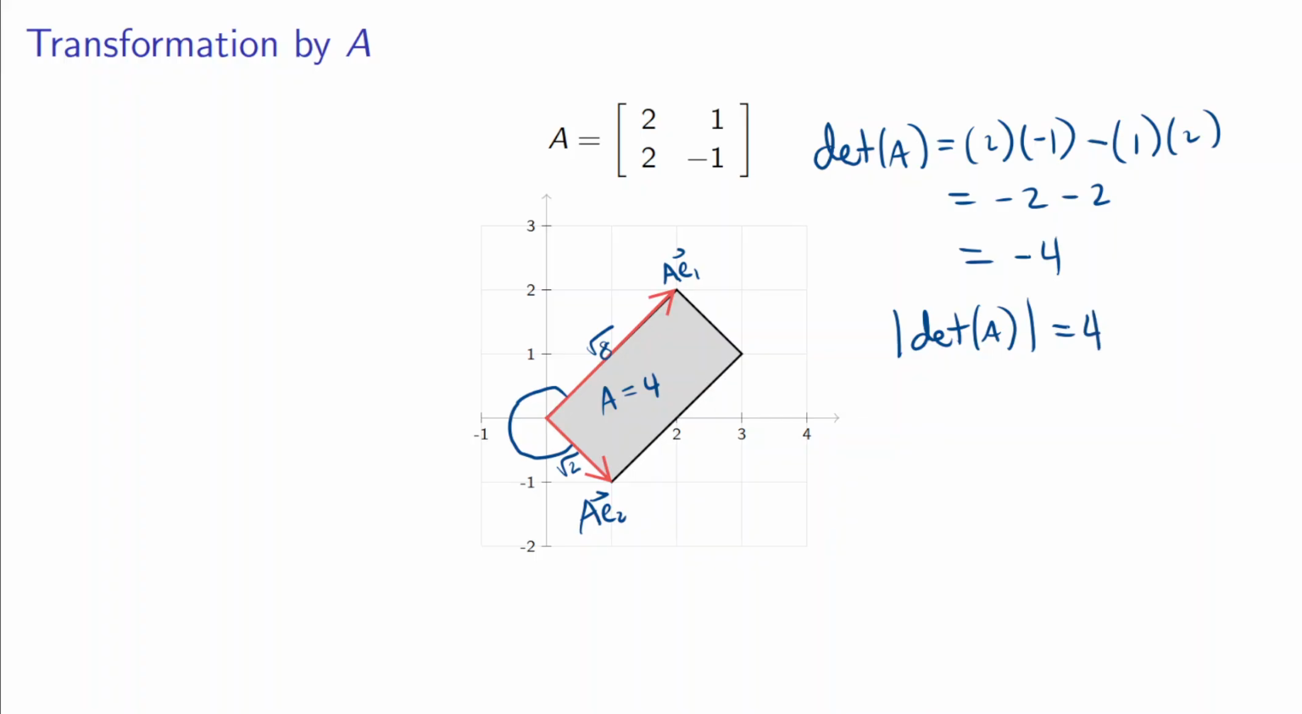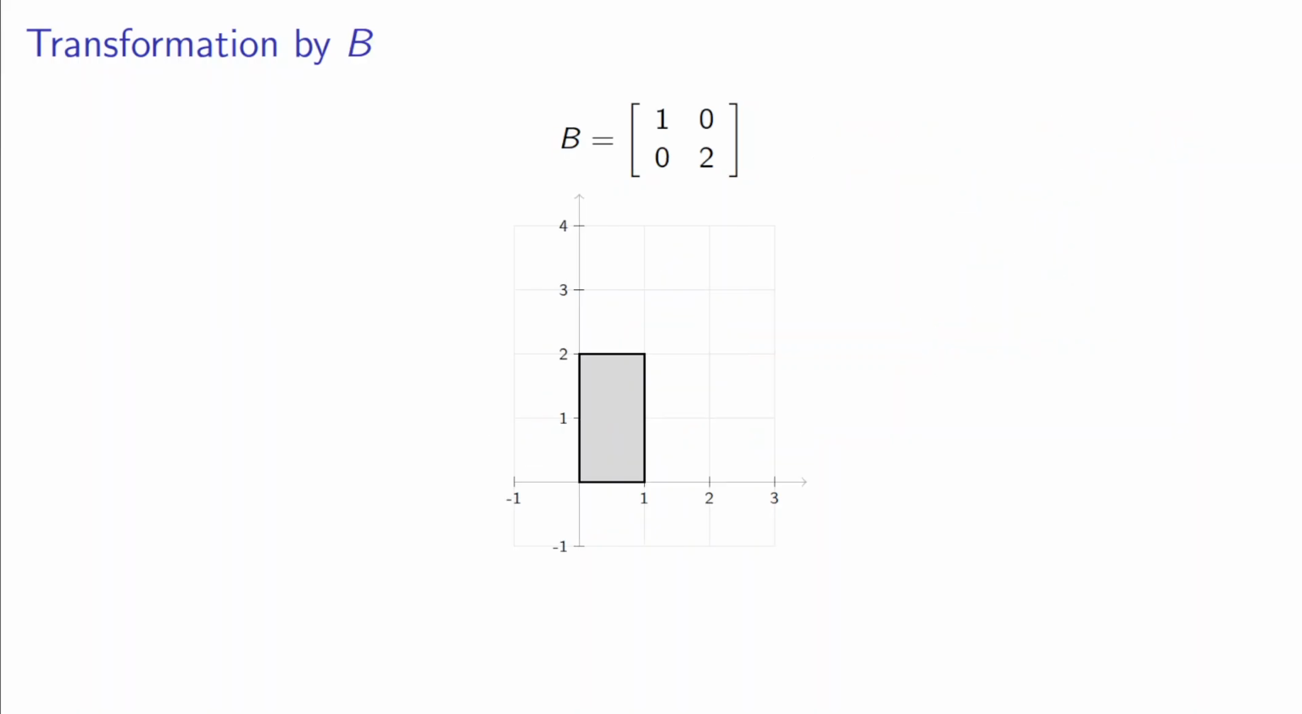So if we take the absolute value of the determinant, whether it's positive or negative, it still tells us that scaling factor. Let's look at another quick example here, a simple example where we are just vertically scaling things by 2.